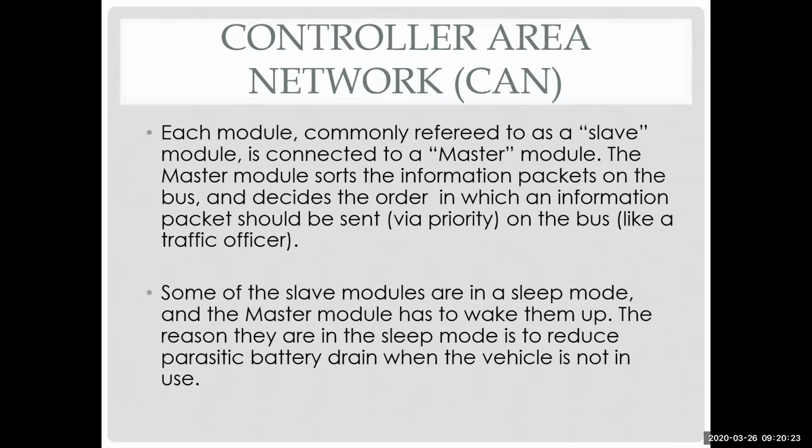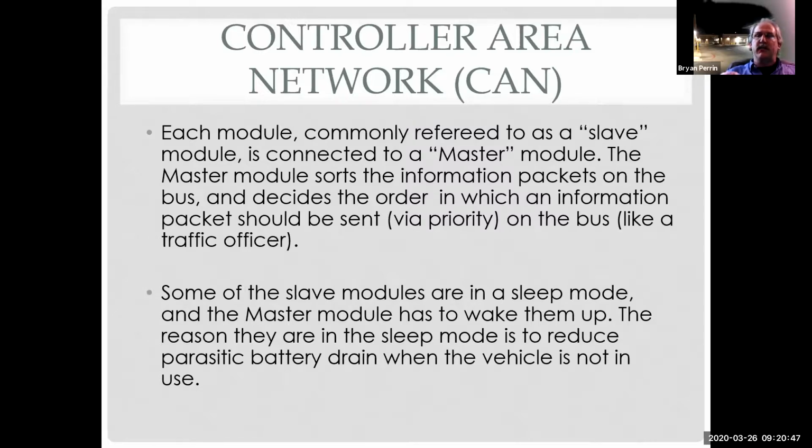Each module, commonly referred to as a slave module or node, is connected to a master module. The master module sorts the information packets on the bus and decides the order in which information packets should be sent via priority, like a traffic officer. So, depending on the network protocol, most CAN systems don't work that way.